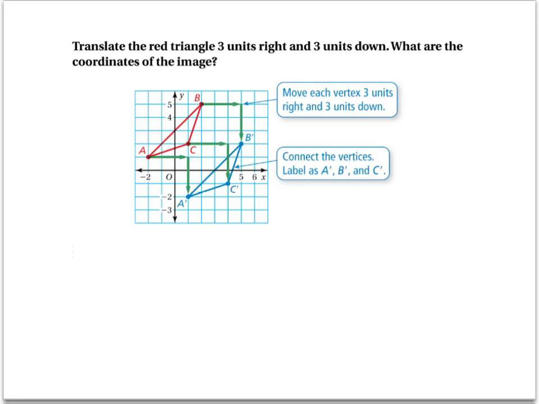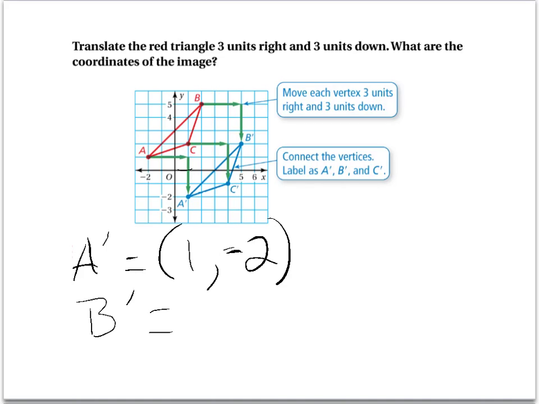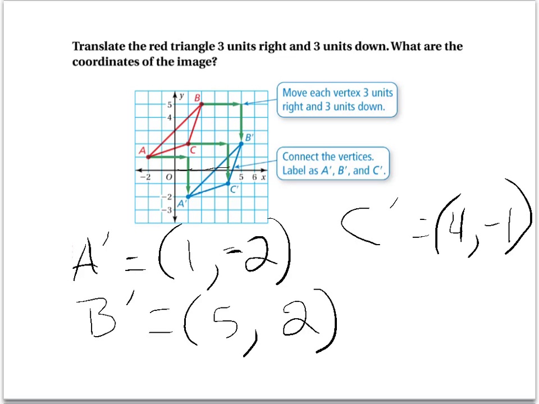They're asking you what are the coordinates of the image. Anytime we ask for the image, we're talking about the new figure. For the image, you want to look for the primes and where they're at now. So A prime would be, I go 1 over and I go -2 down. B prime would be 5 over, and we are going 2 up. C prime would be 4 over and -1 down.